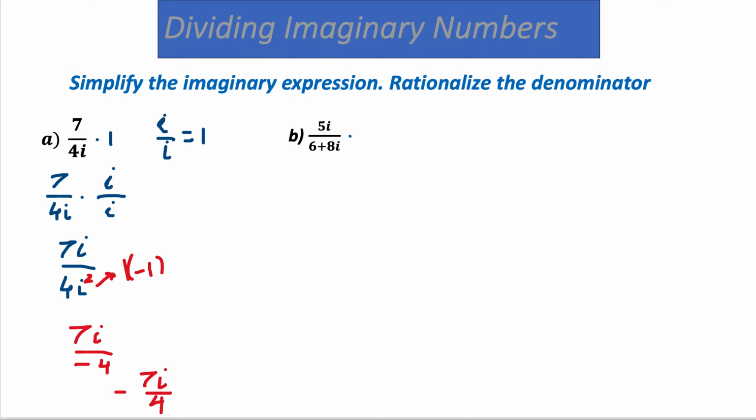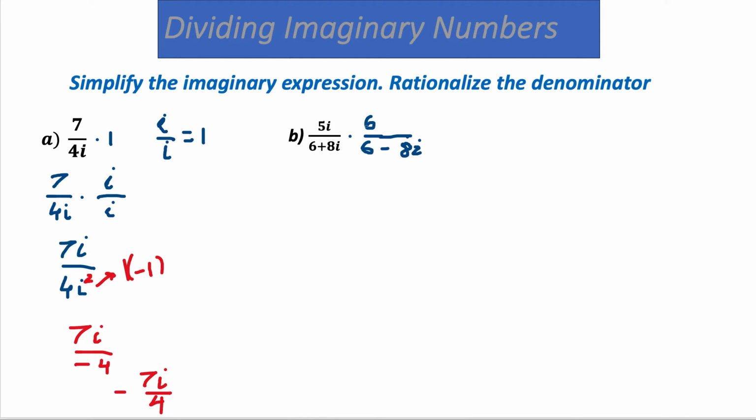And according to the rules, how can we rationalize this expression here, 6 plus 8i? We are looking to find a complex conjugate. The complex conjugate of 6 plus 8i is 6 minus 8i. The conjugate of a complex number has the same real part and imaginary part, but the difference is in the sign. Here is positive, here is negative.